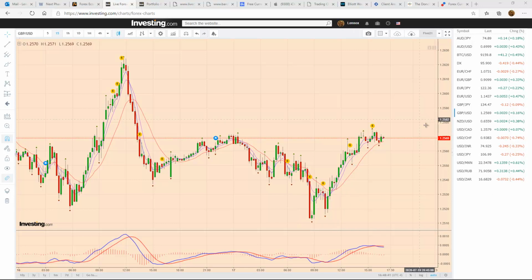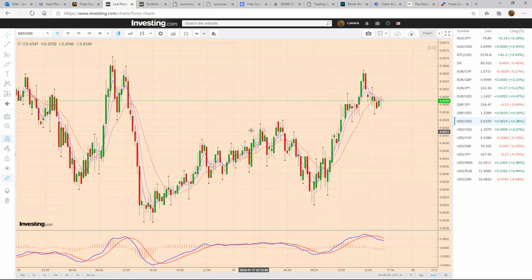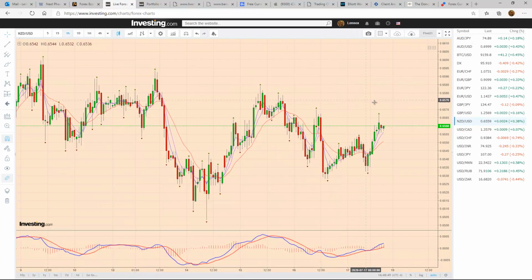Okay, another example, New Zealand US dollar. And this is on the 15. Let's go back up to the 1 hour. And it also formed the 1, 2, 3 bottom and took off to the upside. Okay, so that's what we're expecting, and that's what we play.